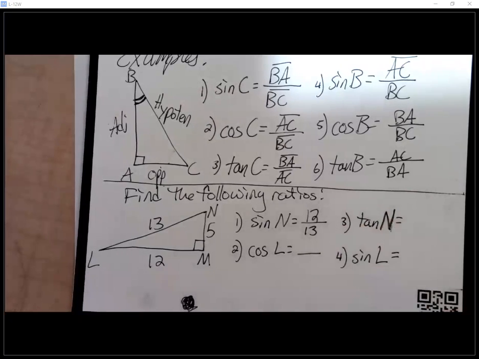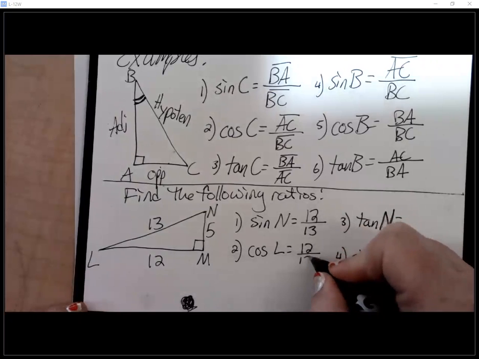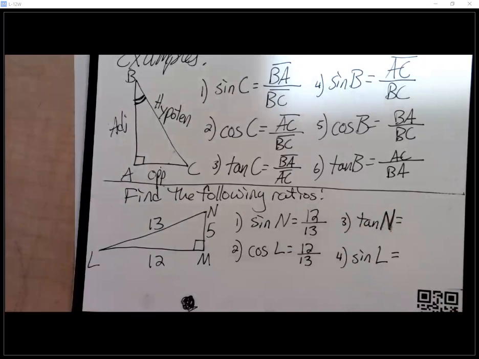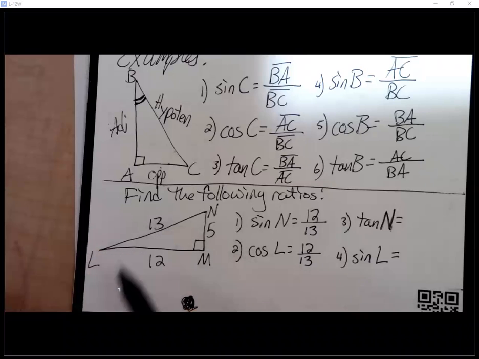Cosine of L. Someone give me this one. Cole, go ahead. 12 over 13. It is also 12 over 13. Isn't that interesting? Even though I'm now doing adjacent over hypotenuse, for angle L, the adjacent side is 12, the hypotenuse is 13. Interesting, right? Okay. Did everybody get that one? You got 12 over 13 again?